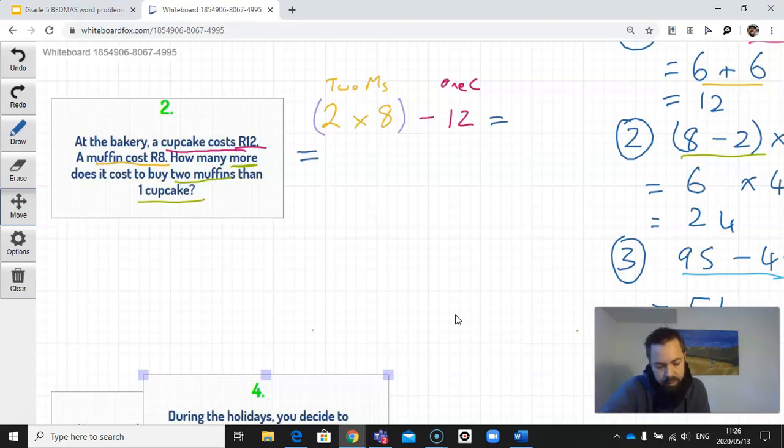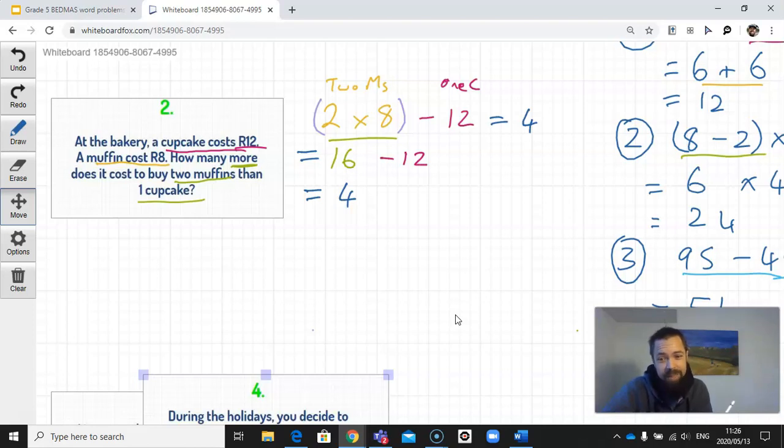So first thing I'm going to do, if I look at Bedmas, is my brackets. 2 times 8 is 16. I do nothing with my minus 12. 16 minus 12 is 4. So you could put here 4. It's not necessary if you're in my class, but not many of you are. So make sure you check with your teacher what she wants.